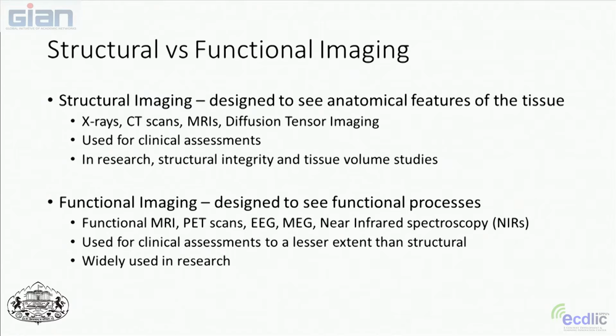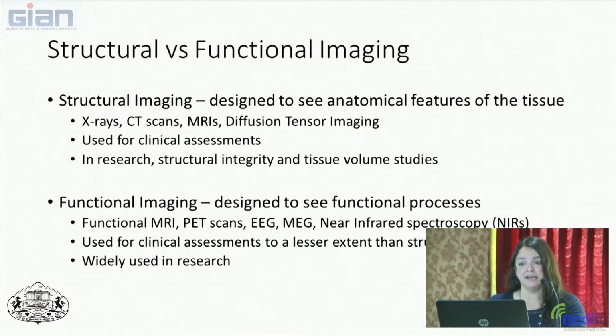So I know we talked a little bit about the distinction between structural and functional imaging. Just to recap on that, structural imaging is designed to see anatomical features of the tissues. So X-rays, CAT scans, MRIs, even diffusion tensor imaging is a structural anatomical method. And these methods are great for clinical assessments, so to look for tumors, to look for damage to the tissues. In research, these techniques are used to look at structural integrity of the tissues, so seeing how well the tissues are intact. Tissue volume studies are often used, like trying to compare different sizes of structures in the brain from different subject groups.